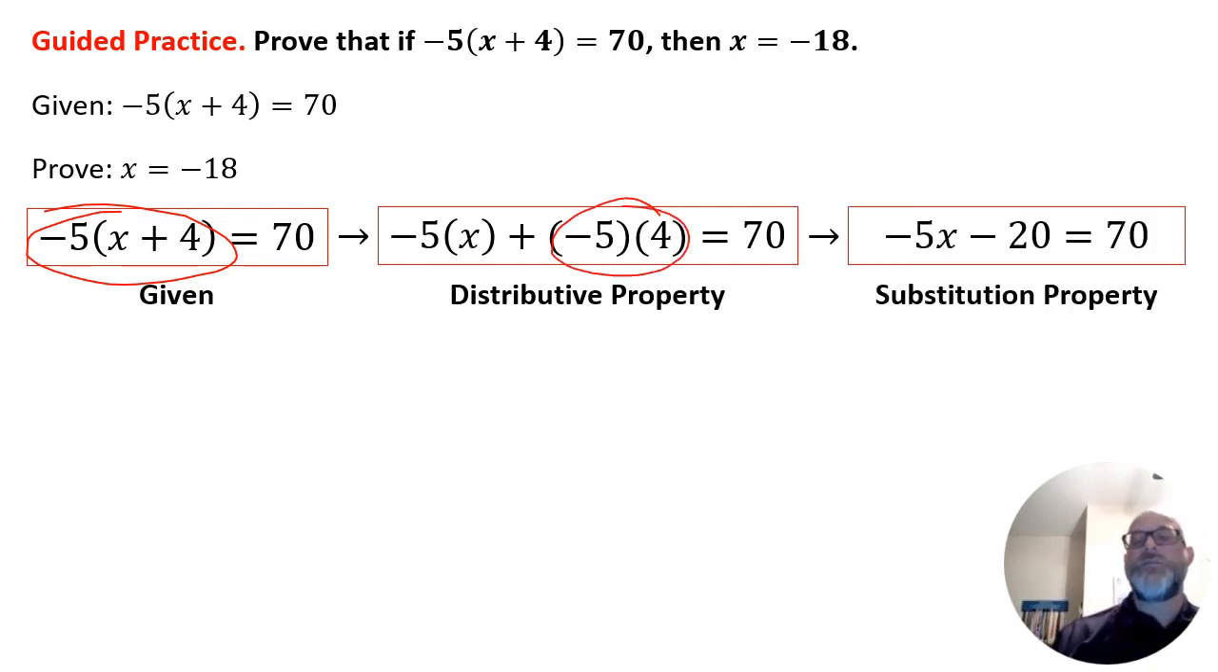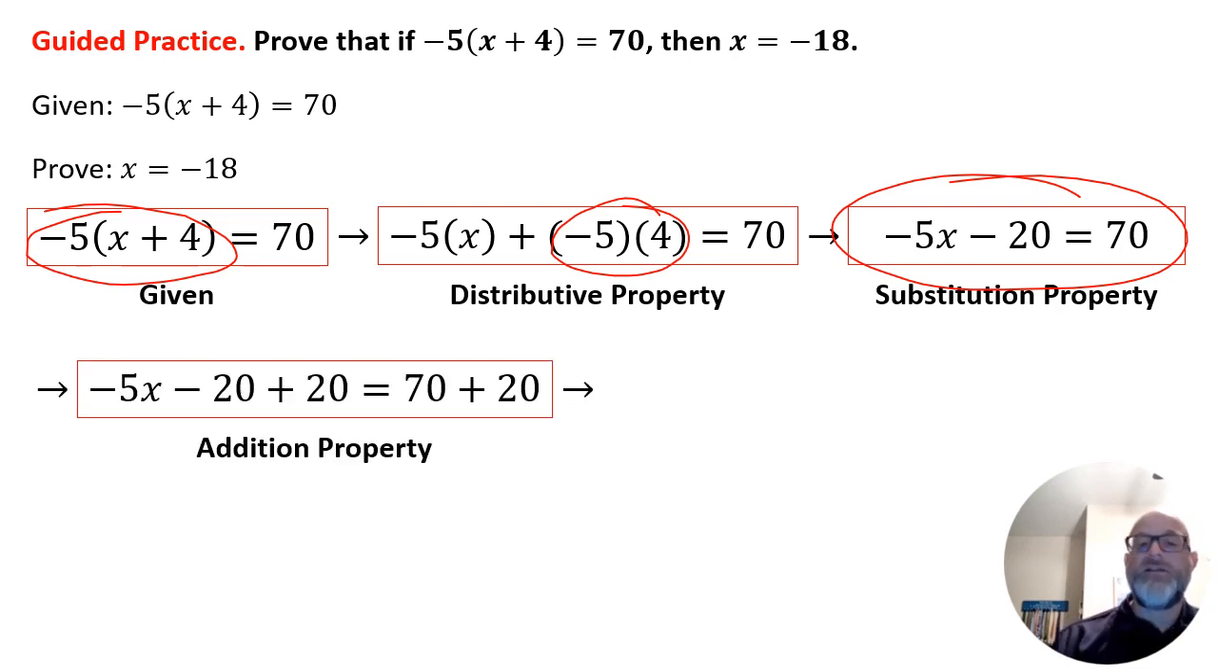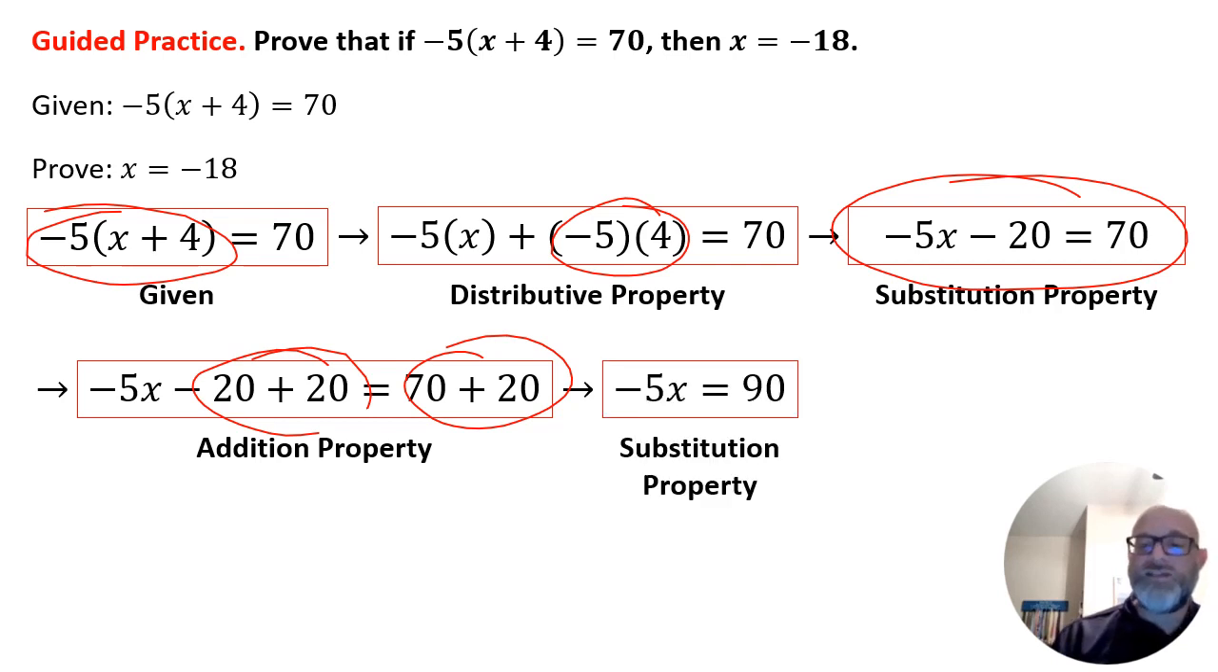Those are equivalent statements. Great. And we call that substitution property. Negative 5 times x is negative 5x. Negative 5 times 4 is negative 20. Next, what would you do if you were solving this algebraically? You'd add 20 to both sides. Great. What do you think that property is going to be called? Addition property. And when you add the 70 and the 20, or add the negative 20 and the 20, you get the equivalent statement. So that's just substitution property.